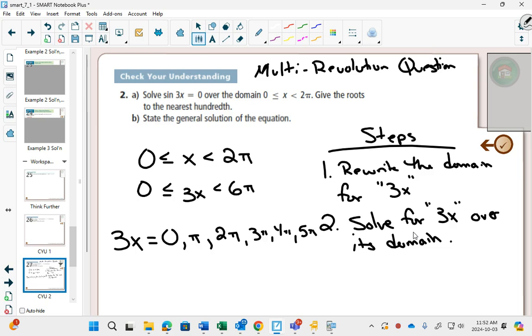So step one, we rewrite the domain to tell us we're going 3 times around. That's what makes it a multi-revolution. Next, we solve for 3x over its domain. If I went 3 times around, sine is equal to 0 at a whole bunch of places going 3 times around. At 0, at pi, then at 2 pi, then at 3 pi, then at 4 pi, then at 5 pi, and 6 pi, but we don't include 6 pi because it's not part of its domain.